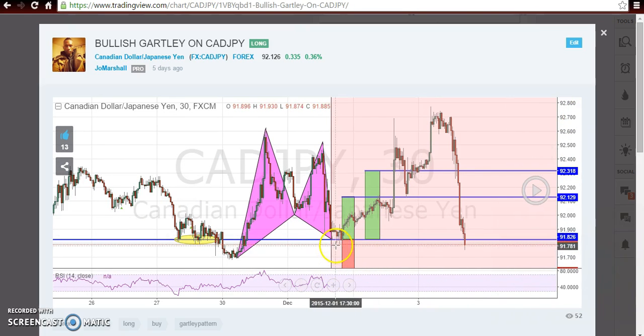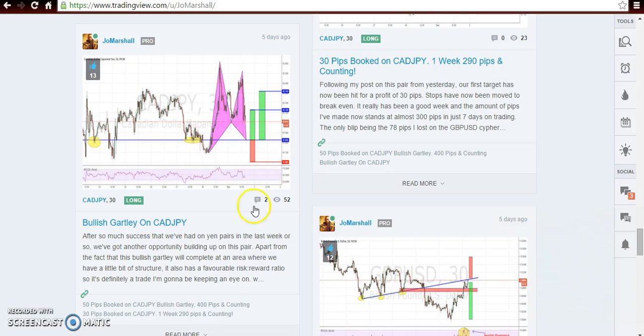So as you can see, guys, after I placed the trade, the market came down into the 127 extension, or the D point of our Gartley pattern, and then it reversed back up, hitting our first target and then our second target. So this is it, guys. And there's lots of examples like this on my TradingView page. You can go and see the results, and there's lots of different patterns.